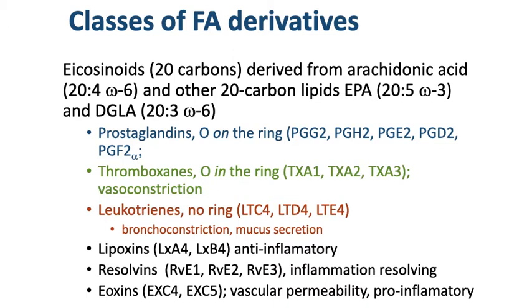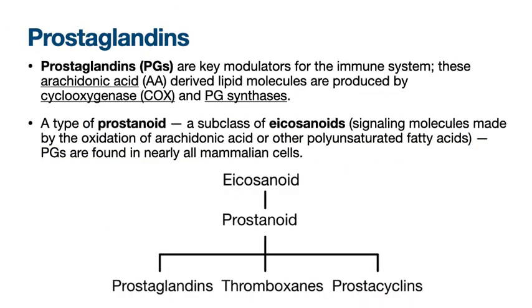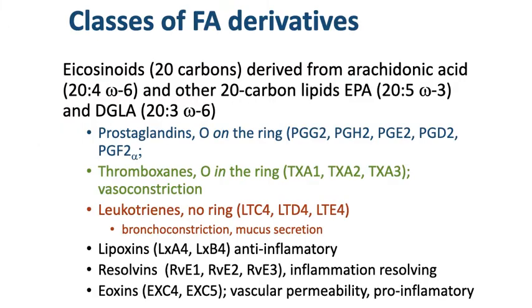So we have eicosanoids, which are made of 20 carbons, and they're derived, like I stated previously, from arachidonic acid or other 20 carbon lipids, which is what we meant when we said that they can be made from other polyunsaturated fatty acids. As you remember, we have prostaglandins, we have thromboxanes, but we also have leukotrienes and lipoxins, resolvins, eoxins, all different types of fatty acid derivatives.